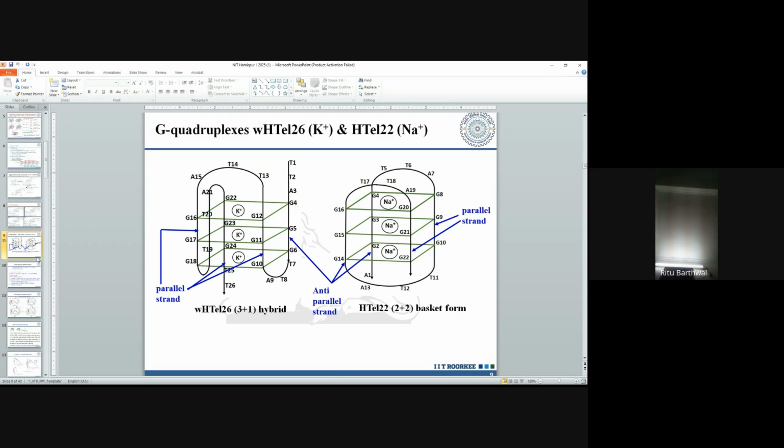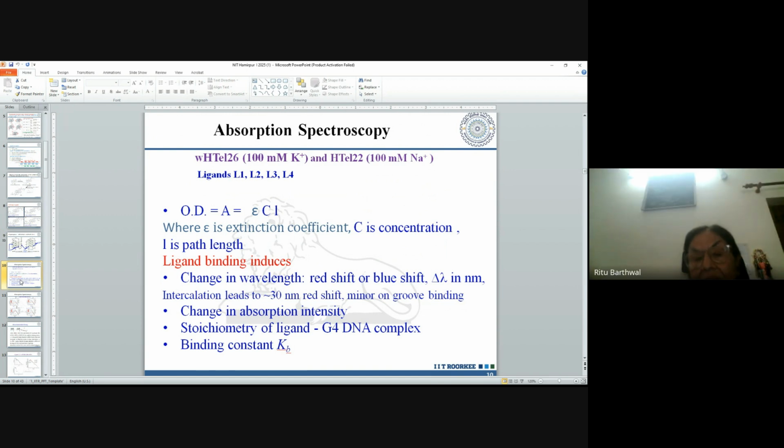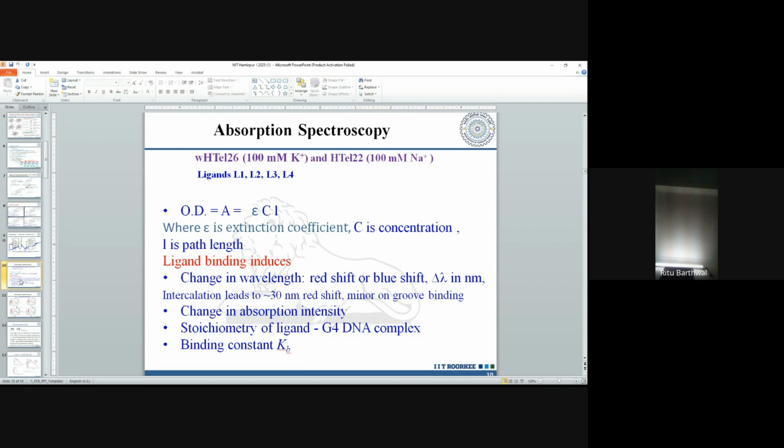Going to the next slide, slide number 10. The first thing we have used is absorption spectroscopy, which is very straightforward, and I'm sure you all know about it. Oh, it's already 10:40. Don't worry. I'll try to do it fast, and you can ask me questions later on.